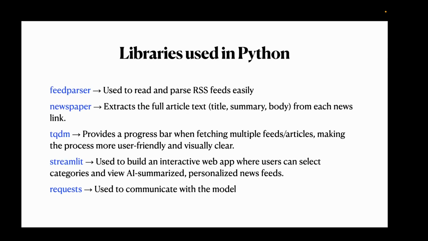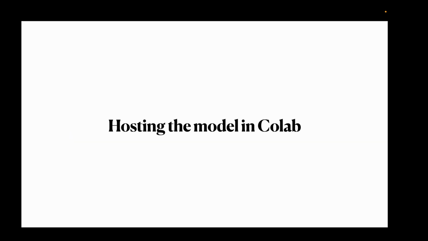In Python, we'll be using feedparser to read RSS feeds, newspaper to extract the full article text, tqdm for progress bars just to make things clearer when fetching multiple feeds, Streamlit to build the user-friendly app where we see the personalized feeds, and requests to send the data to the AI model and get back the results.